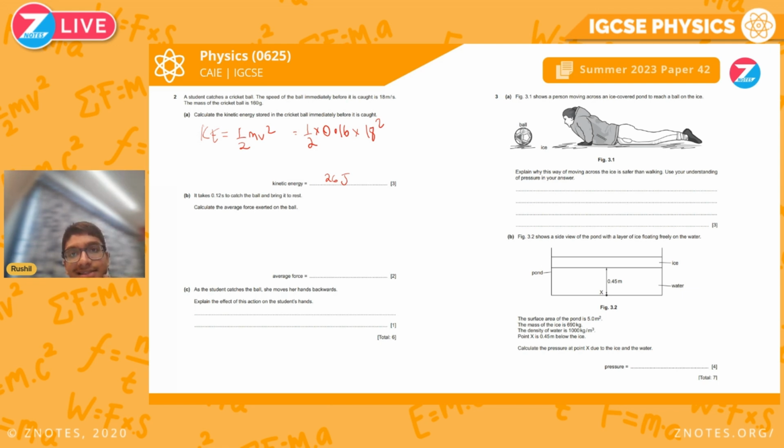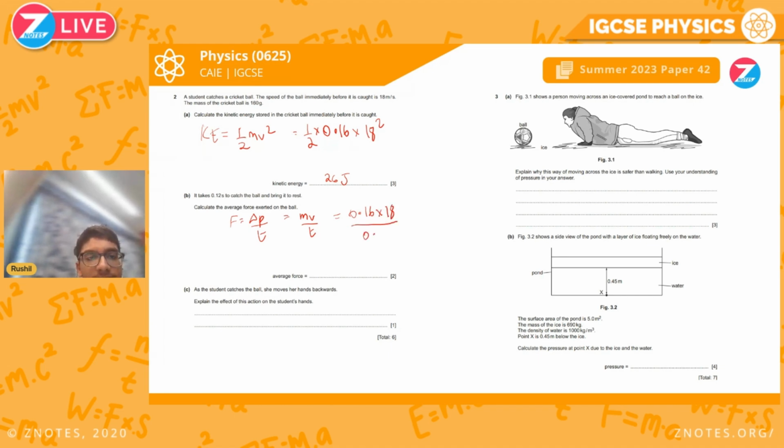Calculate the average force exerted on the ball. So as we know, force is equal to change in momentum by time, or mv by t. Here the original speed of the object was 18 meter per second, so the change will also be 18 meter per second to bring it to rest. So it's 0.16 into 18 divided by the time taken, which is 0.12 seconds. So this is going to be 24 newtons.